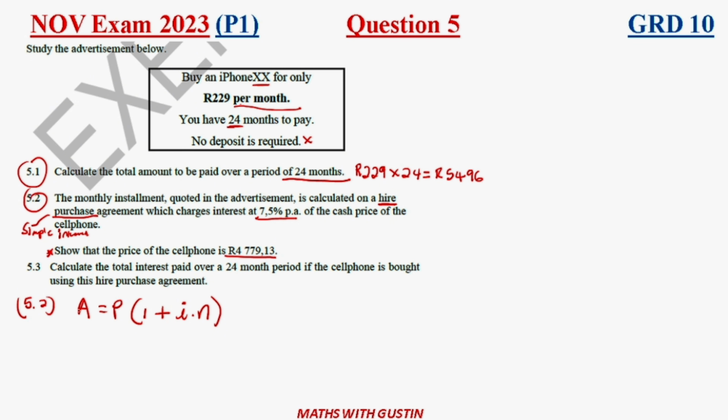Do we have A? They are asking us to calculate the price of the phone, and they want us to show that it equals this. So the price of the phone is the original price before the interest was added. Please, guys, don't make a mistake. This is the price before the interest was added. So this is our starting price. But what is our A? Our A is this one. It's the total amount that we pay over 24 months.